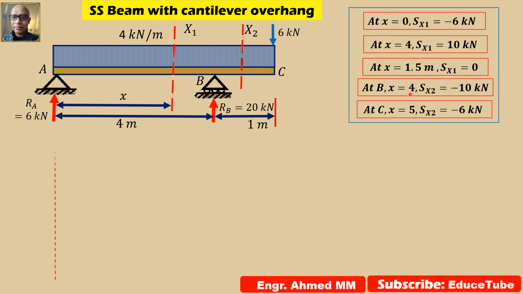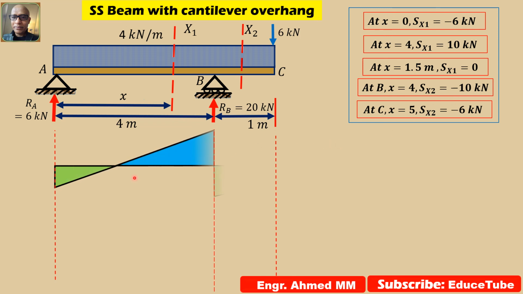So this is our structure. I brought all the shear forces at different points of the beam, and according to these values I sketched this shear force diagram. Now we can explain this. You can see here x equal to 0 means minus 6 here. x equal to 4 means 10 here. At x equal to 1.5, I already told you shear force will be 0 here. Look, it is 0.